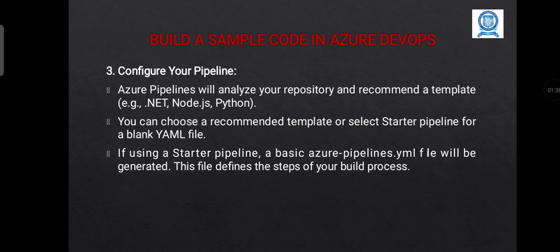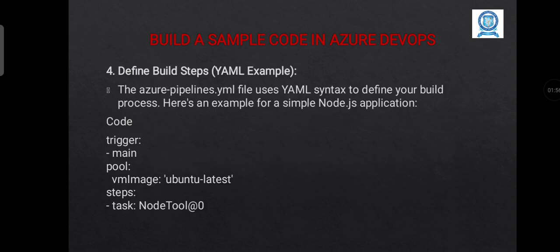Azure Pipelines will analyze your repository and recommend a template. You can choose a recommended template or select starter pipeline for a blank YAML file. If using a starter pipeline, a basic azure-pipelines.yml file will be generated. This file defines the steps of your build process. Now let us see how to define the build steps. The azure-pipelines.yml file uses YAML syntax to define your build process. Here is an example for a simple Node.js application.